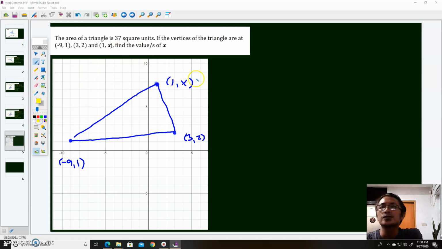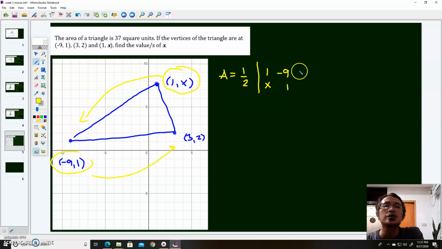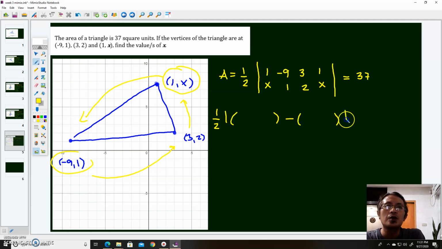So the area is 1/2 times the matrix. We pick a point. Let's start with, of course, this point, (1, x), and we go counterclockwise. So the next is -9 and then 1. The next is 3 and then 2, and then obviously that one where we started, we should end there. The area is given, and it's 37. Now you know how to do this setup. So you have 1/2, absolute value, difference of two groups, and it's 37.